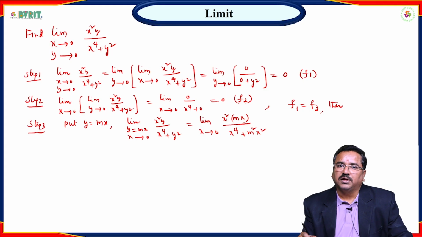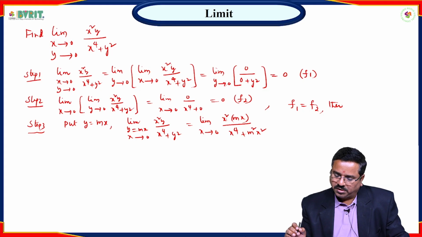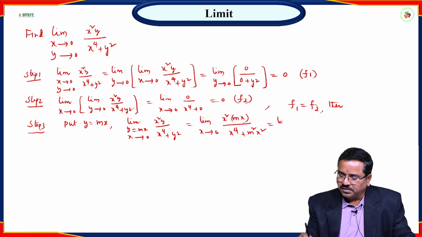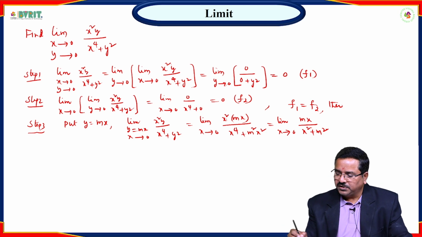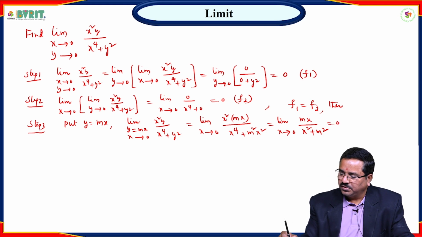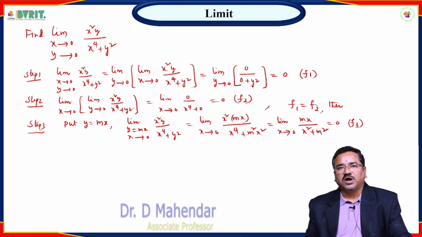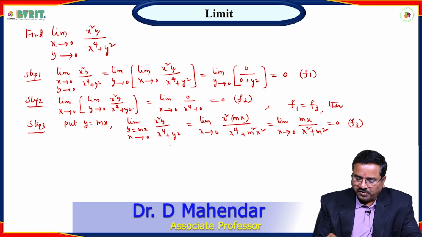So, what will we get here? In the numerator and denominator, x square is common, so x square gets cancelled. Here we get limit x tends to 0, mx by x square plus m square. By applying the limit, what will you get? X tends to 0 means this will be 0. So, this is f3. Now look, f1 is equal to f2 is equal to f3, we got again. All three are equal.